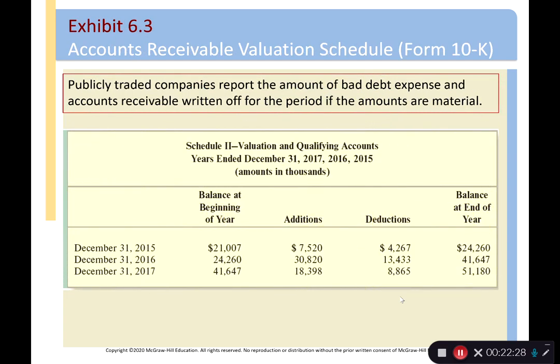And then on the notes to the financials, we're required to disclose what happens to our allowance account during the year. So the additions, which would represent our bad debt expense, are shown, and then the deductions, which would represent our write-offs, would be shown to arrive at our ending balance. So that information is all disclosed on the financials, so the users of the financials understand what the makeup of that allowance is.